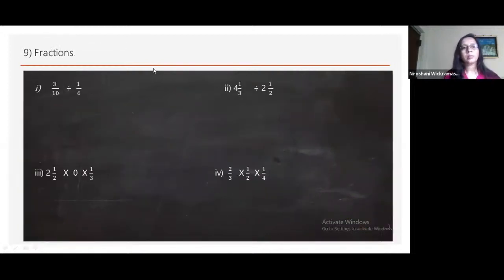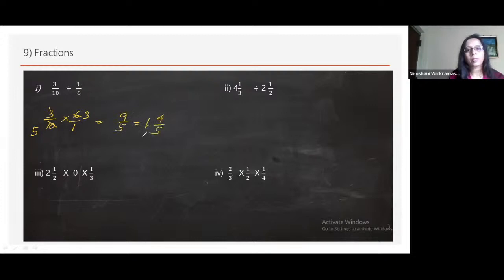Next one, that is also related to the fractions, division and multiplication. 3 over 10, write the reciprocal, 6 over 1 with multiplication sign. Then how many 2's are here? 5. How many 2's are here? 3. 3 times 3, 9 over 5. Divide by 5, 1 and 4/5.